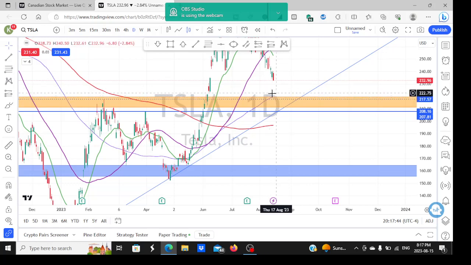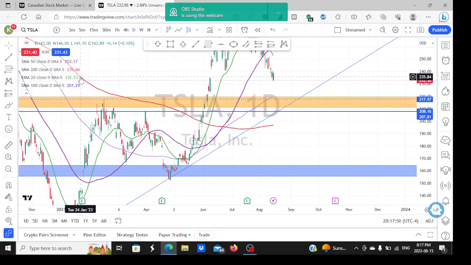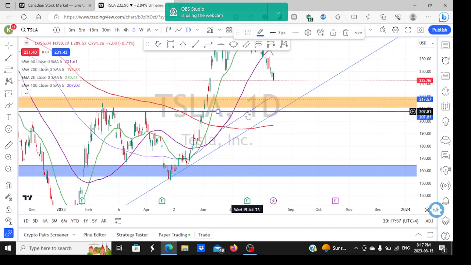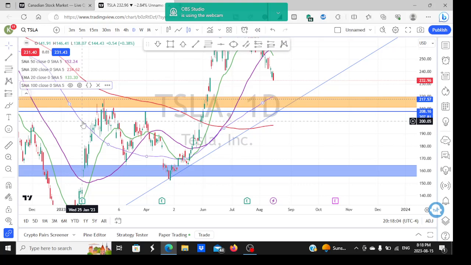I'm watching this area. There is a moving average in that area. Let's see what it is. What is this? This is something. It's the 100-day moving average. So it can react to the 100-day moving average, go up, then come down.